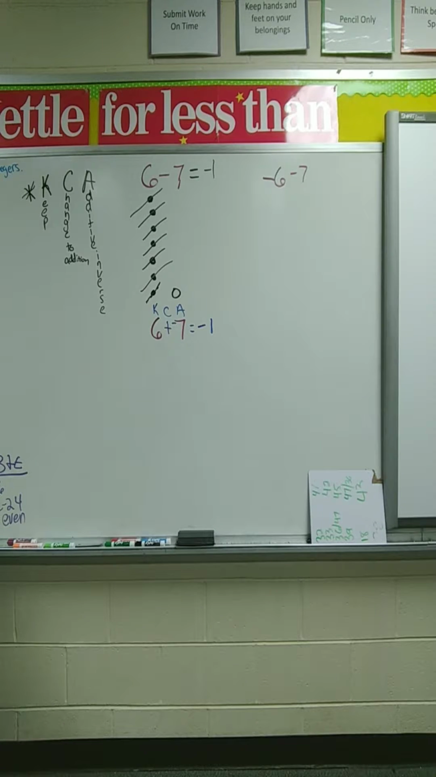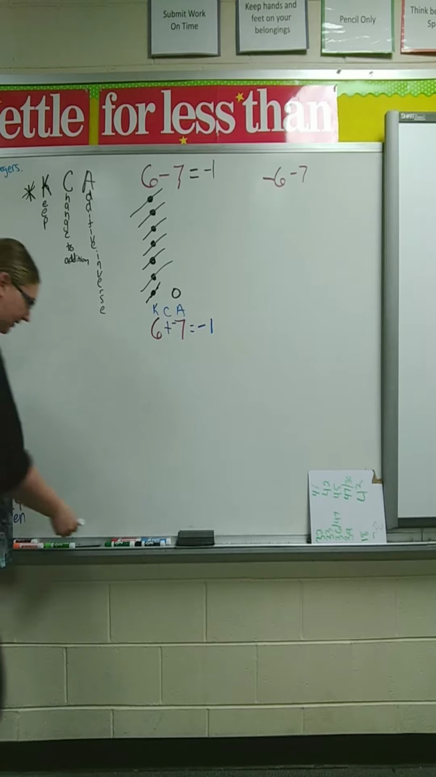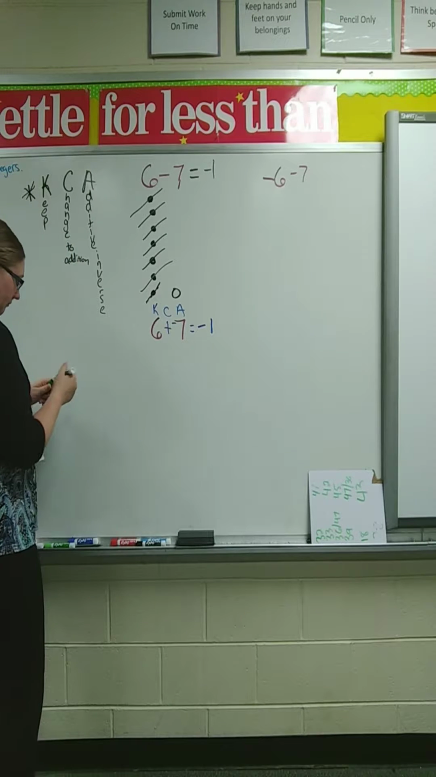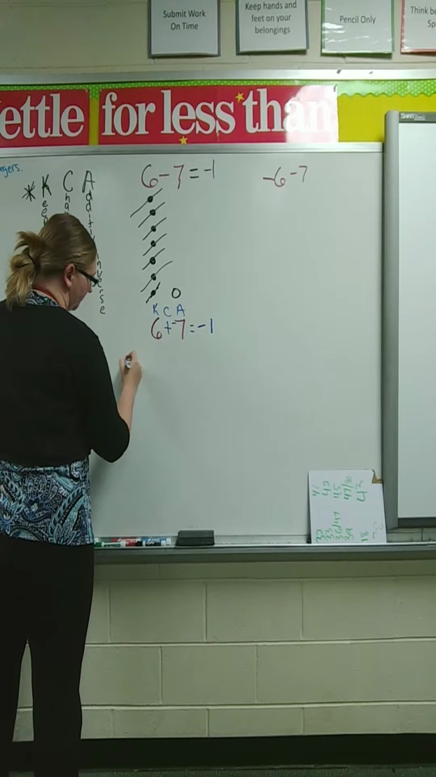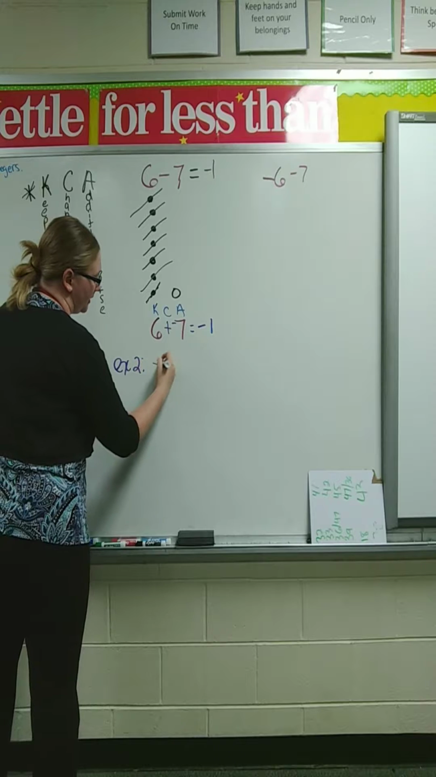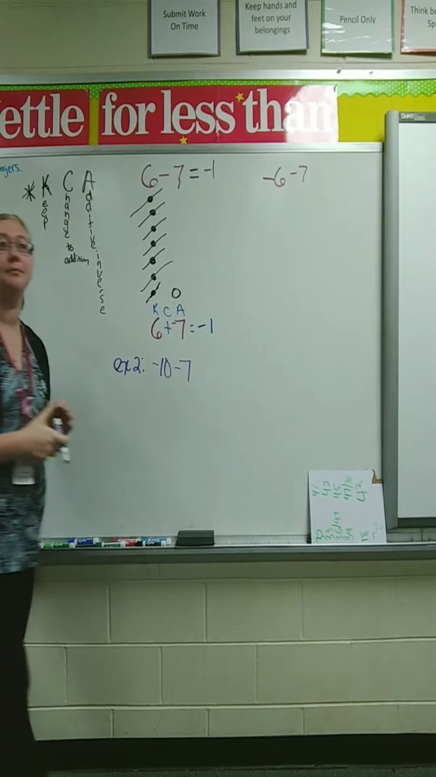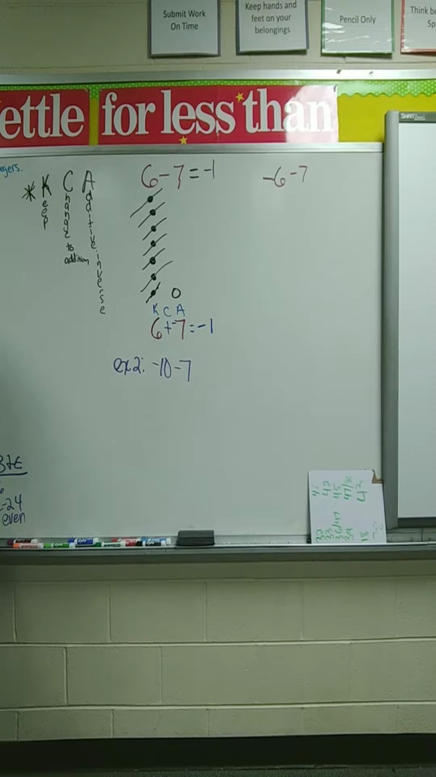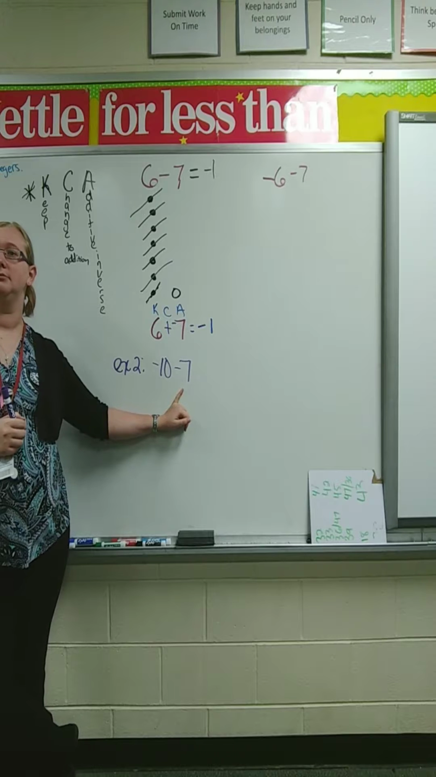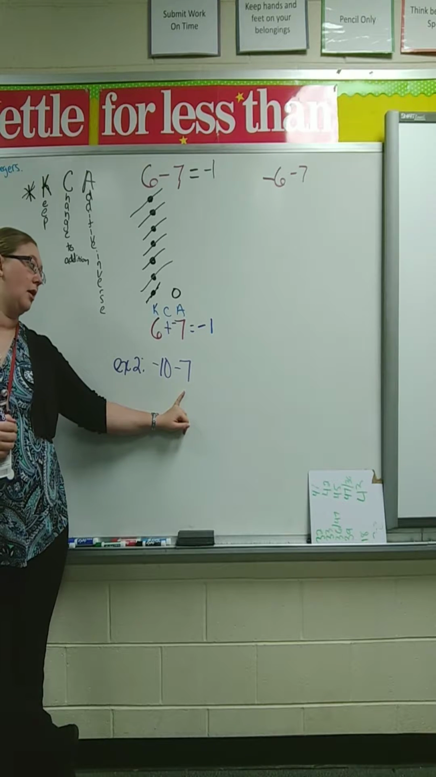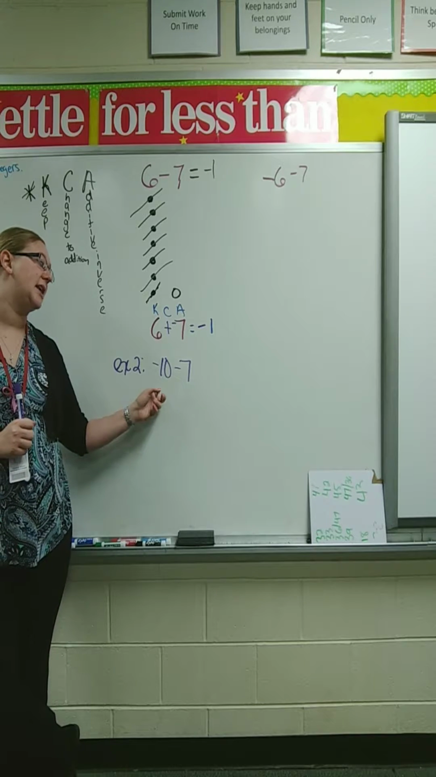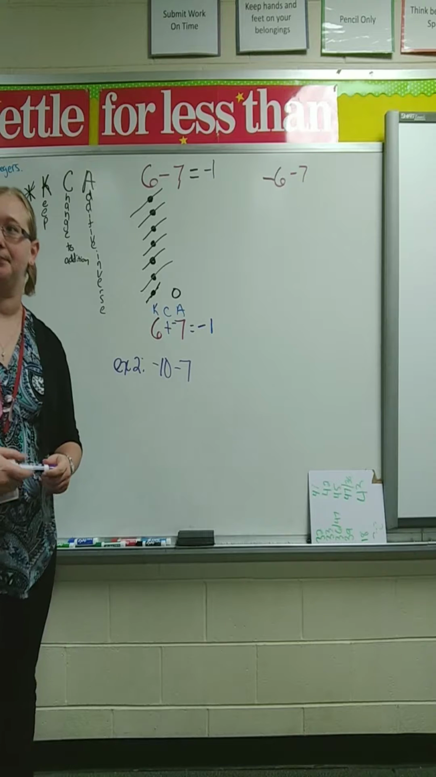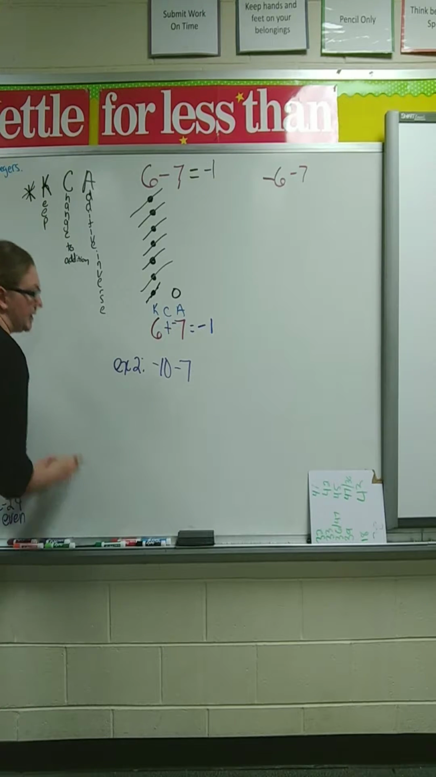Let's look at example 2. It says -10 minus 7. If I have -10 minus 7, do I know how to solve that? Okay, what am I going to do? Somebody raise a hand and tell me, what am I going to do to solve -10 minus a positive 7? You're going to KCA. I'm going to KCA it.